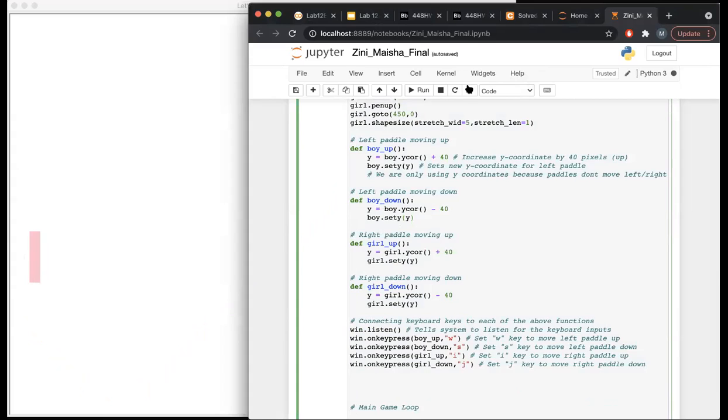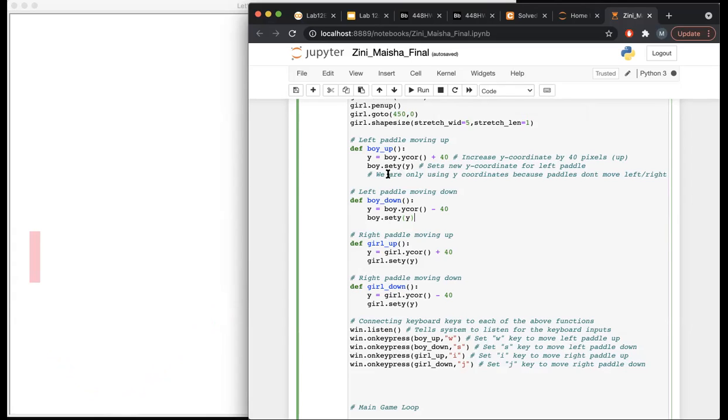Now we're going to define how the paddles move. We have to define each movement of each paddle. The paddles can only go up and down. So we're going to define a function for the up and down movements of each paddle, if that makes sense.